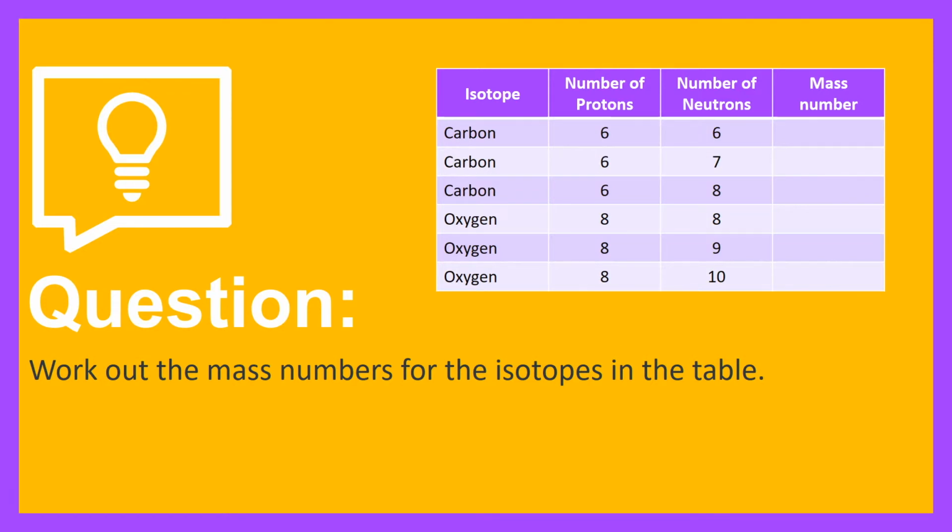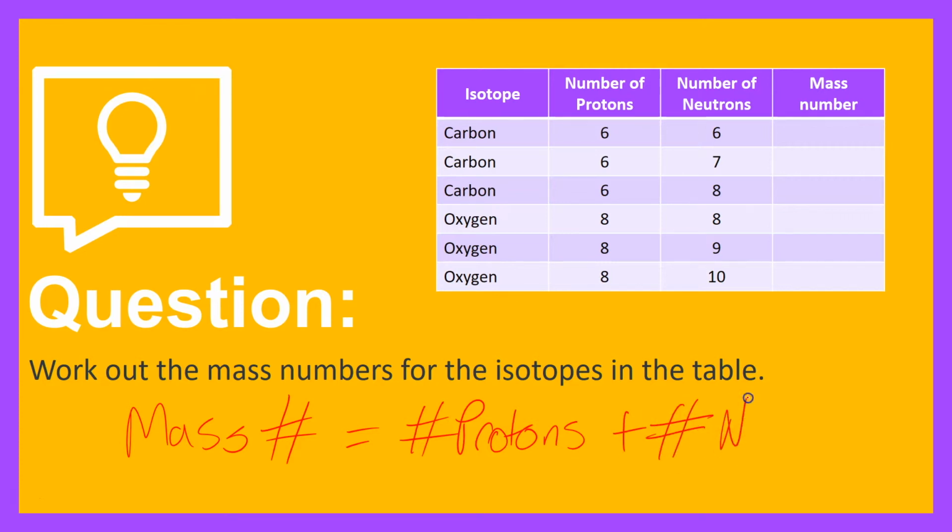Alrighty, let's go through the answers here. So remember, mass number is equal to the number of protons plus the number of neutrons. So basically what you could do is say that here it's going to be 6 plus 6 equals 12. 6 plus 7 equals 13. 6 plus 8 equals 14. Alright, then we can move on to oxygen.